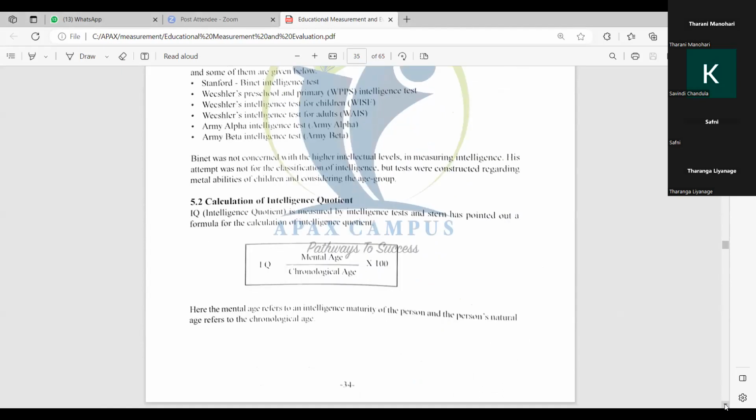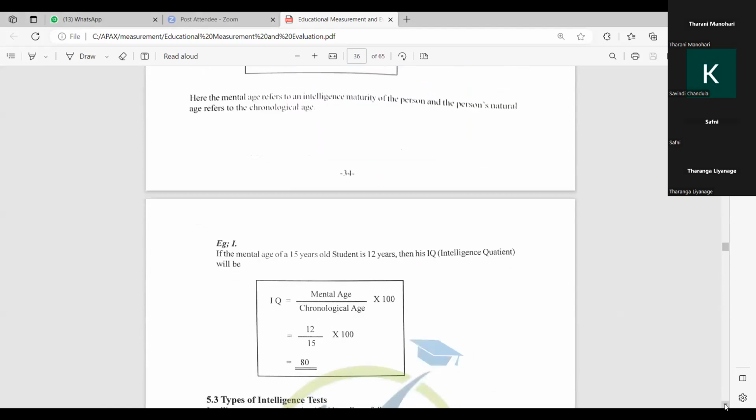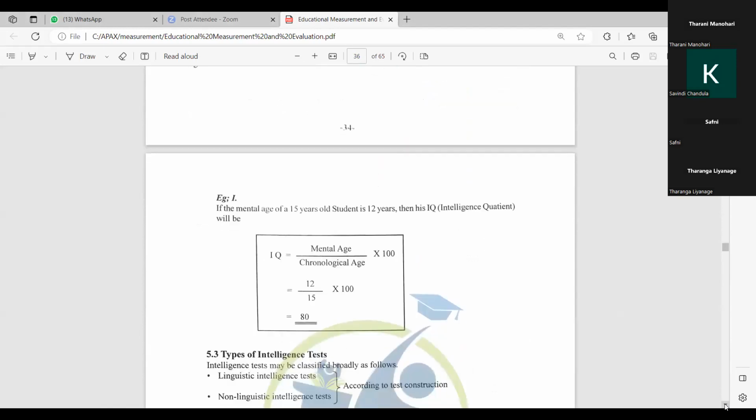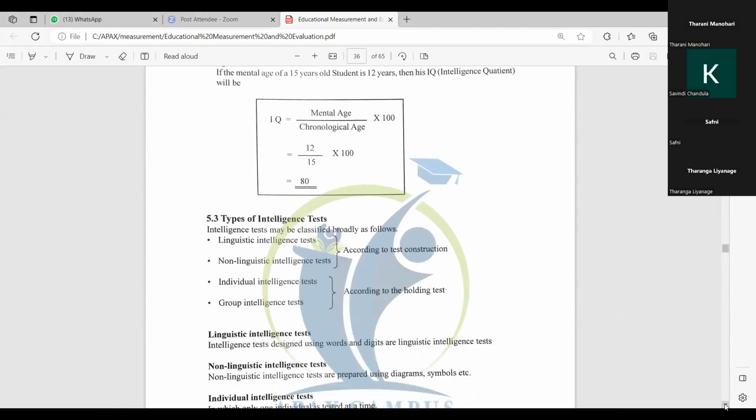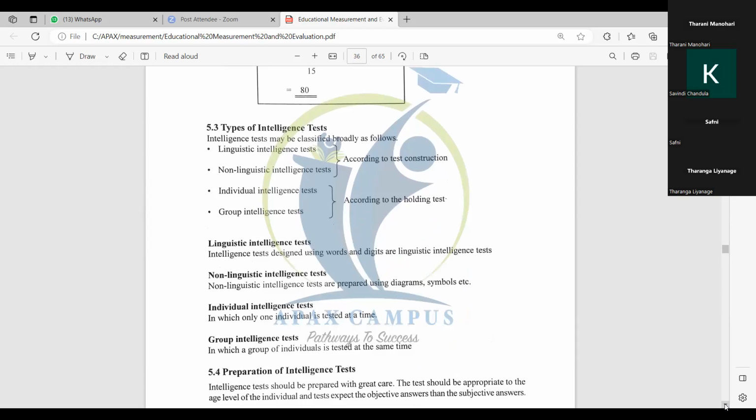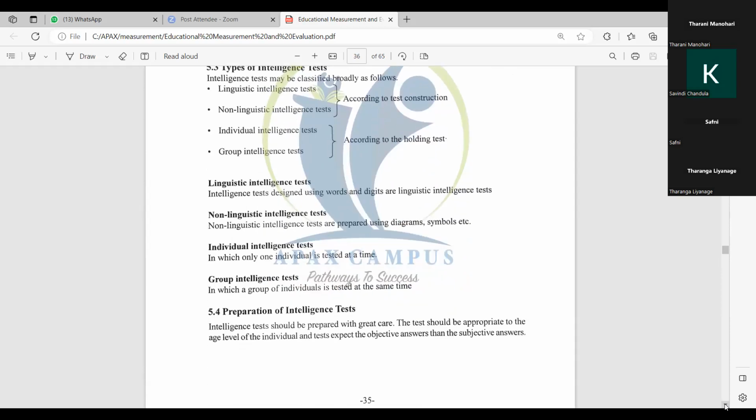This is how we calculate the IQ: mental age divided by chronological age, multiplied by 100. That's called the intelligence quotient. There's an example. Types of intelligence tests: you can see linguistic intelligence tests using words and digits, non-linguistic intelligence tests that use diagrams and symbols, then individual and group tests.